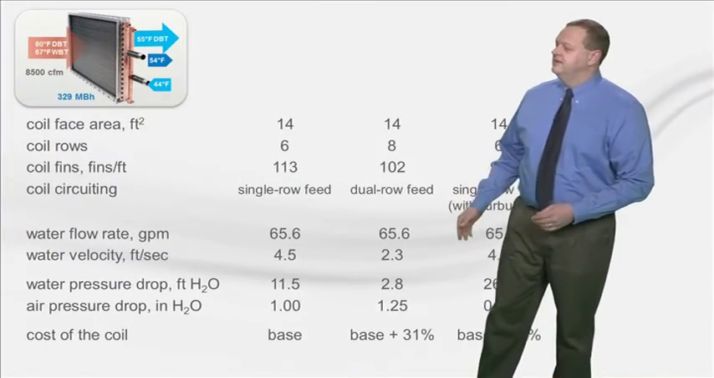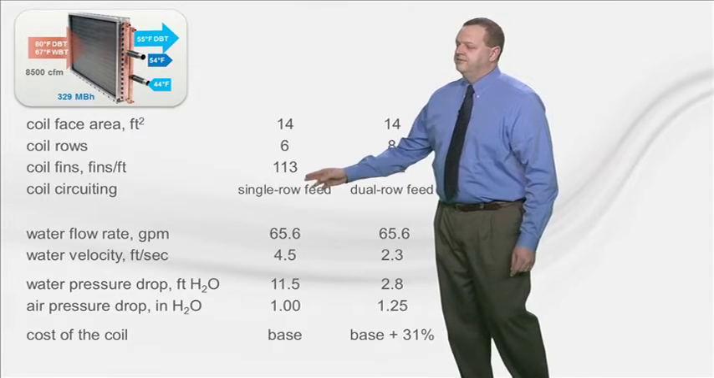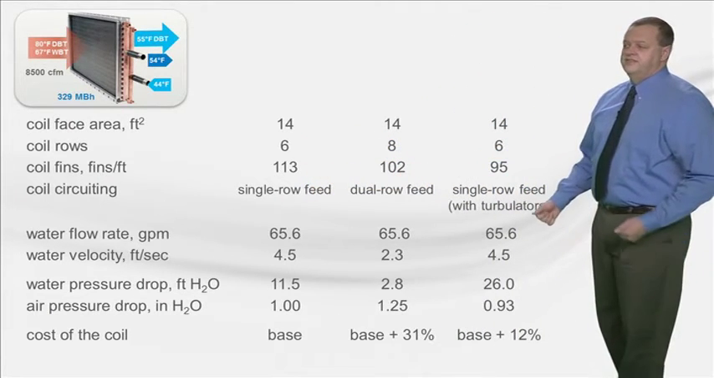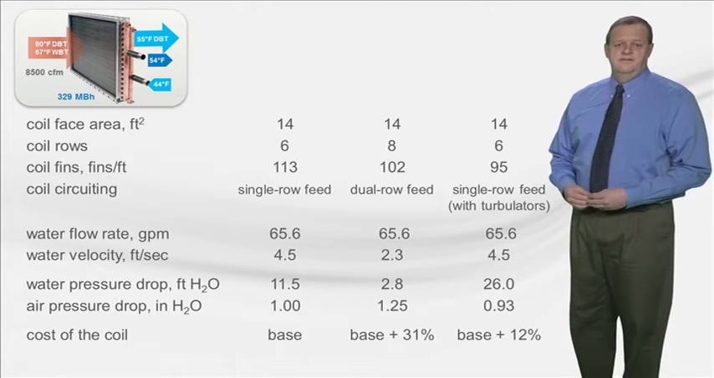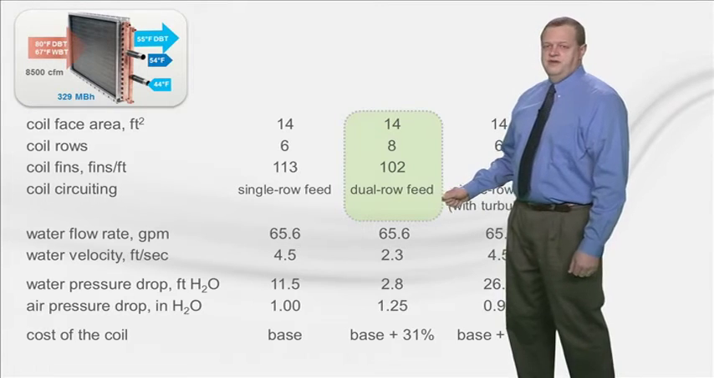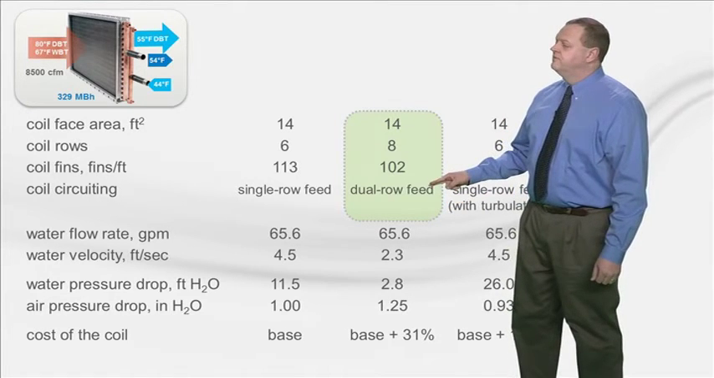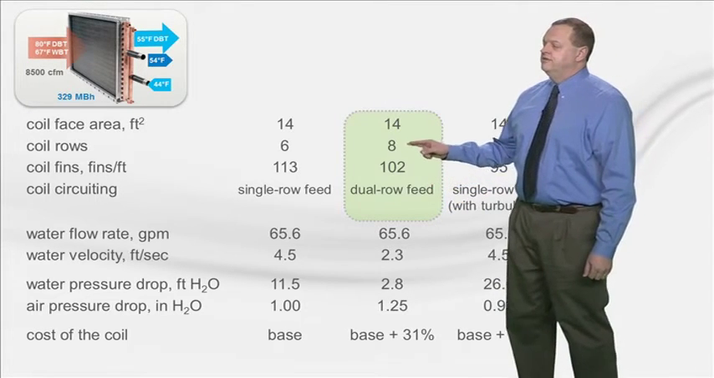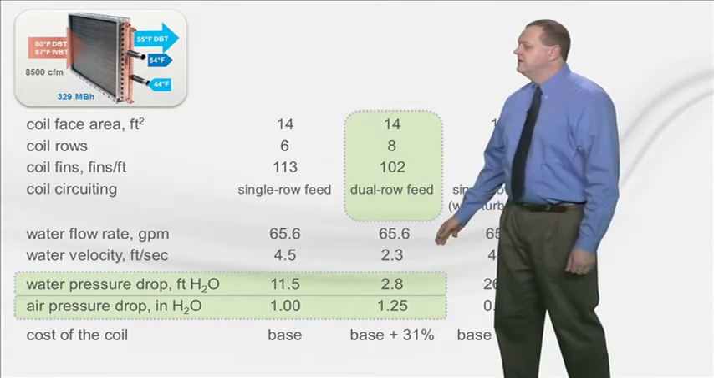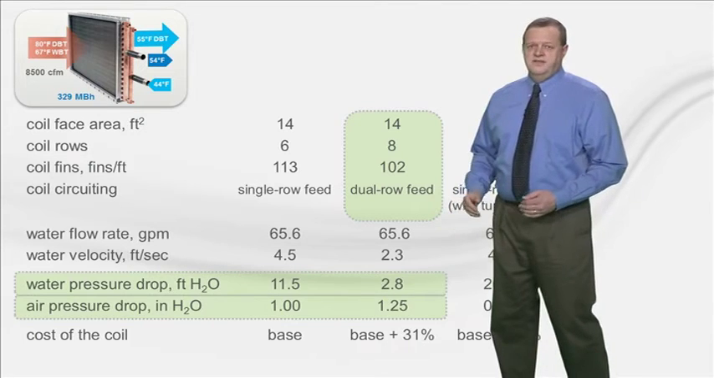This first column is the size 14 selection we saw earlier. Keeping the same size coil, we looked at various configurations to see how air and water pressure drop are affected. The center column is an attempt to reduce water pressure drop. Here we change to a dual feed circuiting with 8 rows and 102 fins per foot. You can see that the water pressure drop is much lower, but at the cost of a higher air pressure drop.